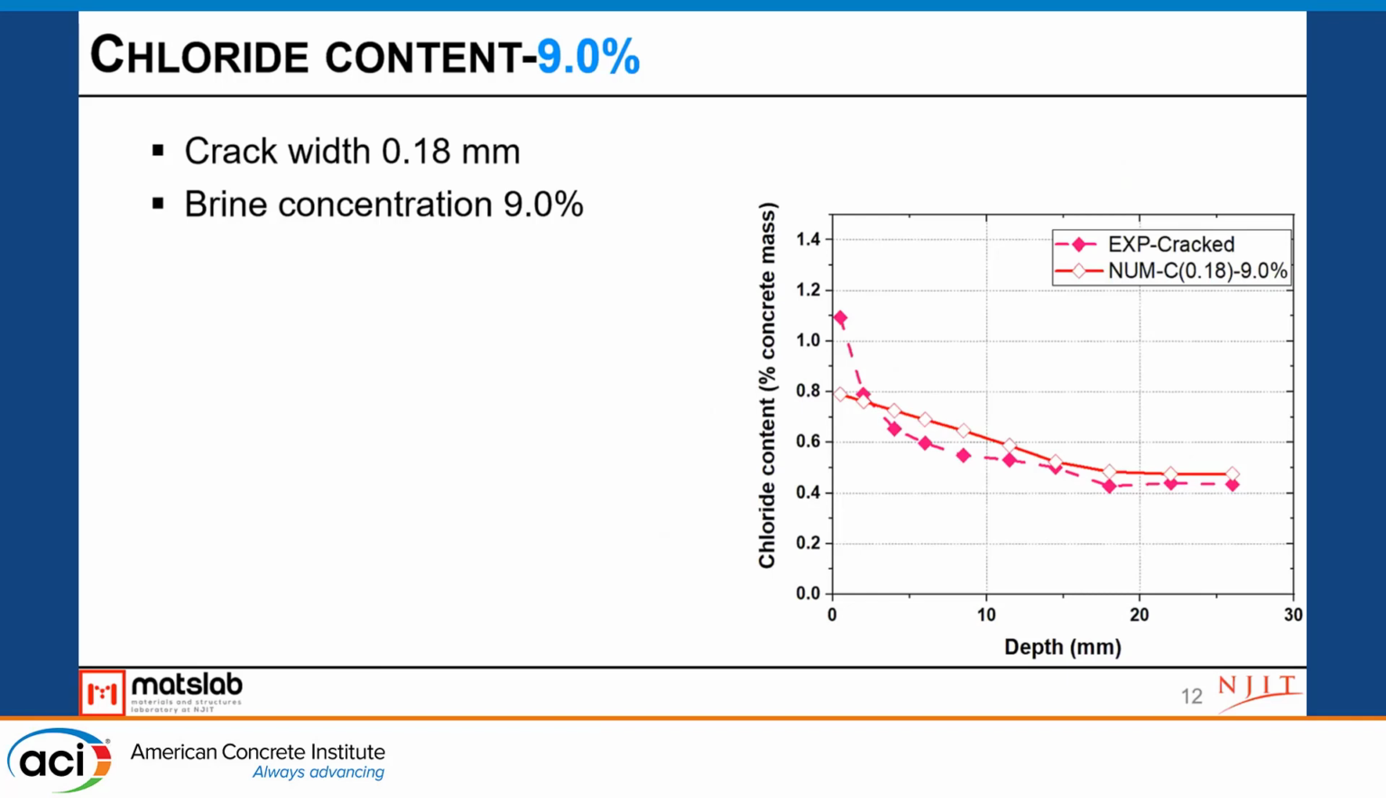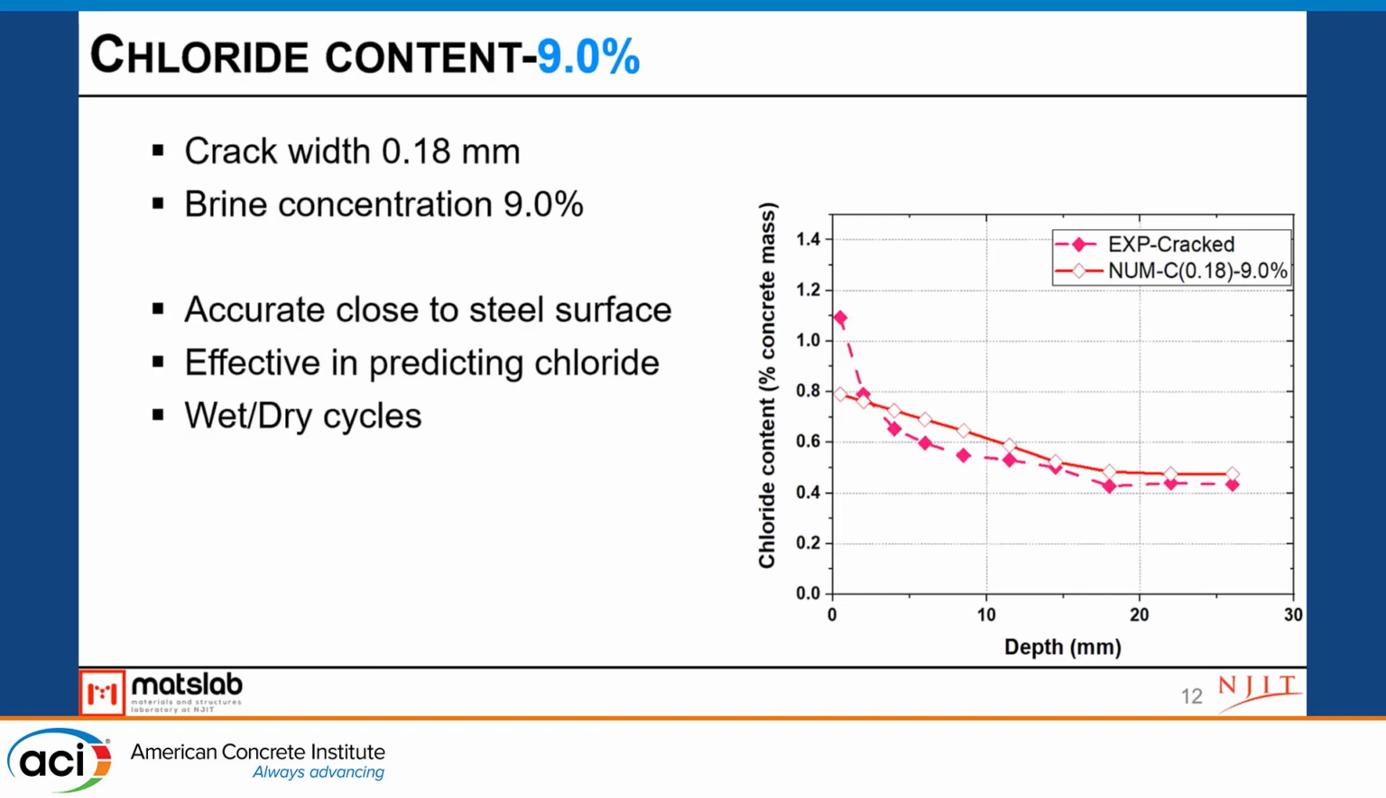What we get here is we can say the numerical approach provides a pretty reasonable accuracy in predicting the chloride content, especially at the steel surface, which is of particular interest to us, and it is also effective even in this condition where we applied wetting and drying cycles.